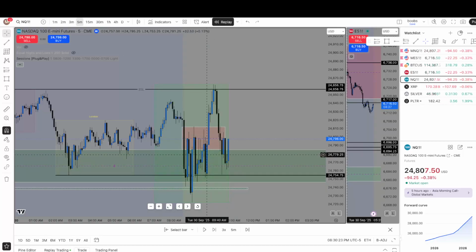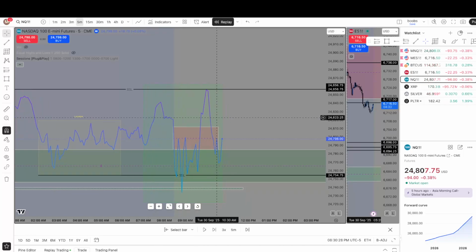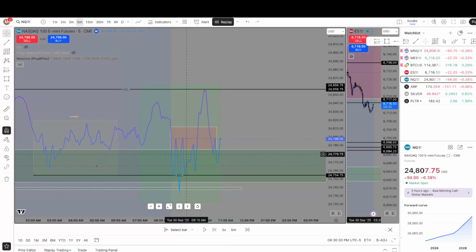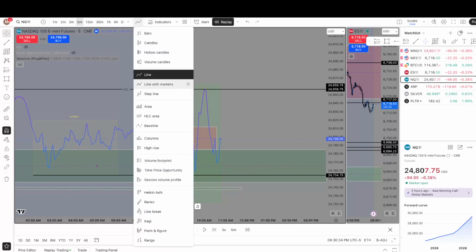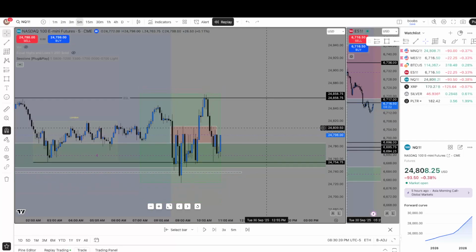Now, the issue with today is, you look at this. This looks like chop. This looks like shit. I put this onto my line chart. And it kind of looks like a heartbeat monitor. Boom, boom, boom, boom, boom, boom, boom. Right? You want to avoid these type of markets. These type of markets are not clean. These are not great markets.